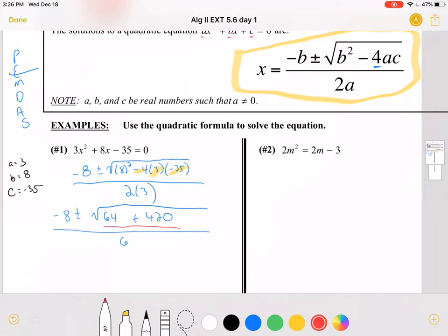Now, underneath the radical, most of us can do this in our head, but you can type in 64 plus 420 in your calculator as well, and that whole thing reduces to negative 8 plus or minus the square root of 484 all over 6.